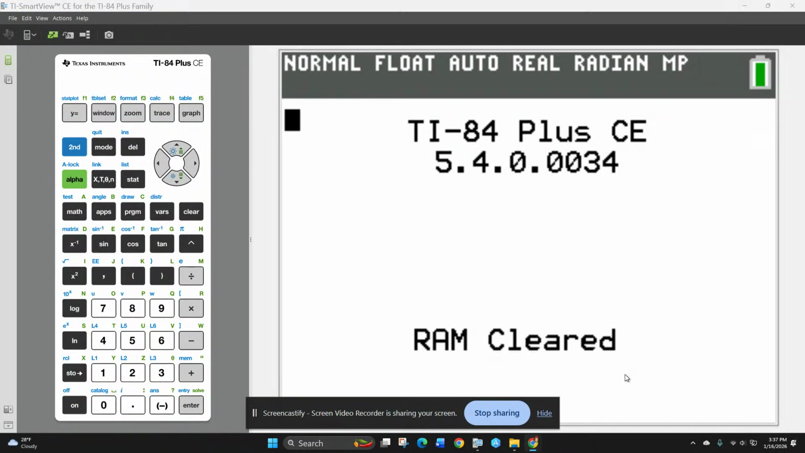Okay guys, let's talk about using our calculator in scientific notation. So first, start with clearing the memory on your calculator. We're going to go through here and we need to change the mode to scientific notation. So we're going to come over to the mode button, which is to the right of the second.